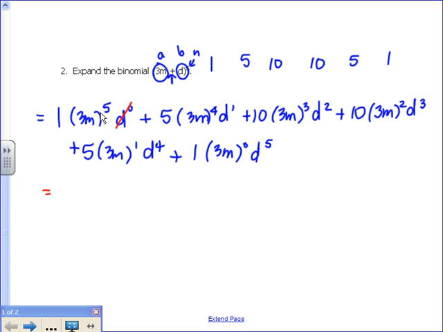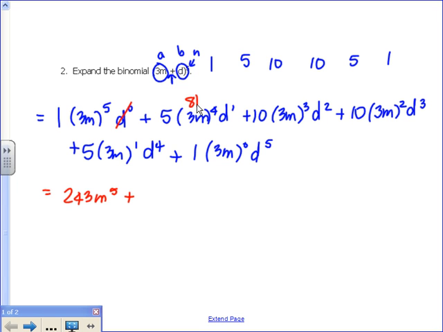d to the 0 is gone, 3m to the 5th. Now that means 3 is being raised to the 5th power and m is being raised to the 5th power. If you type in 3 to the 5th in your calculator, you're going to get 243 and m to the 5th plus, here I have 3 to the 4th, which is 3 times 3 is 9. 9 times 9 is going to be 81. So this 3 to the 4th right here is just 81.